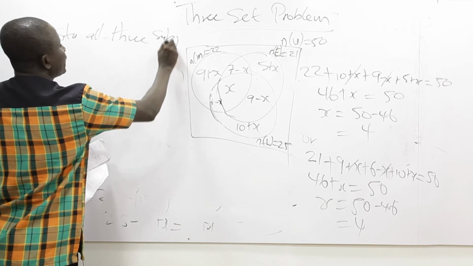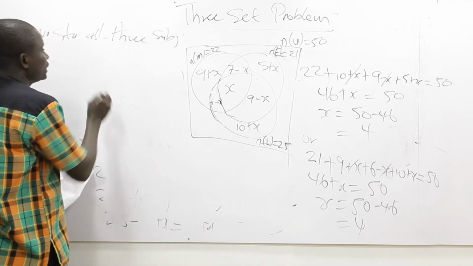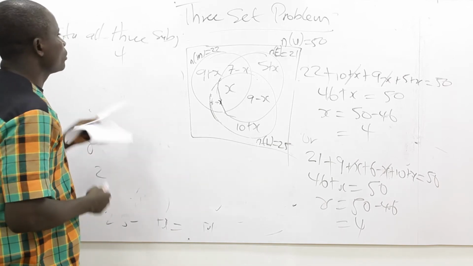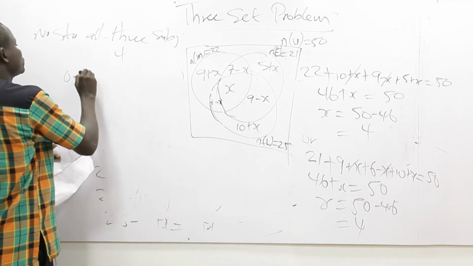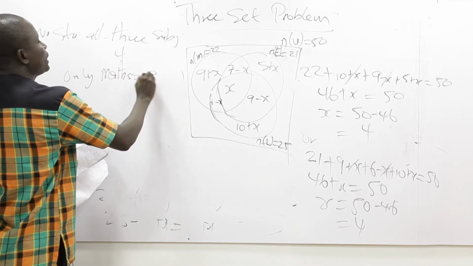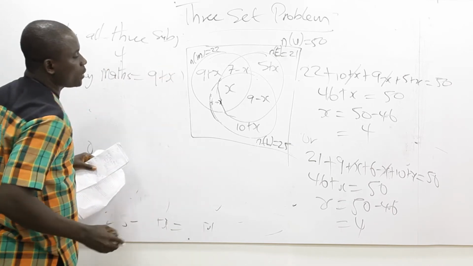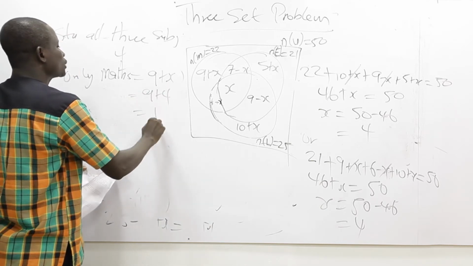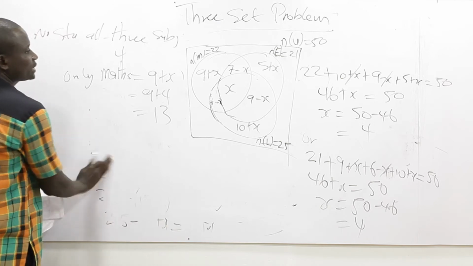If I say all three, I'm referring to mathematics, English, and science. It's equal to what? It's equal to 4. Okay. Now, what about only maths? You have 9 plus x, and we know x to be 4. So it will be 9 plus 4. That is equal to what? 13. Okay. That is only maths.